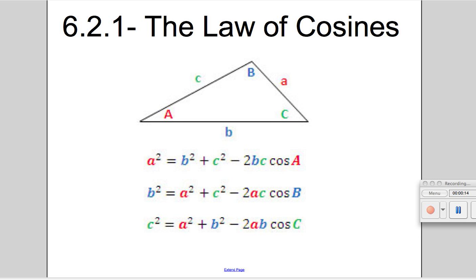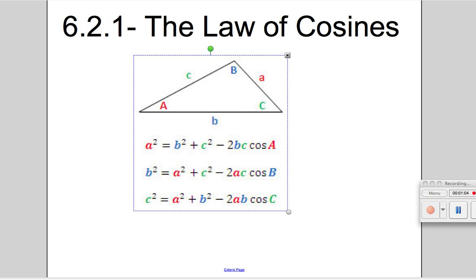I like to think of the law of cosines as a twist on the Pythagorean theorem. We have the Pythagorean theorem popping up here: a squared equals b squared plus c squared. But of course, this is not a right triangle. It's a triangle where we know two of the sides and the angle between them. So we know b, c, and angle A, and we're looking for side a. Or it may be the case where we know all of the sides and we're looking for the angle. Those are the cases where we'll use this.